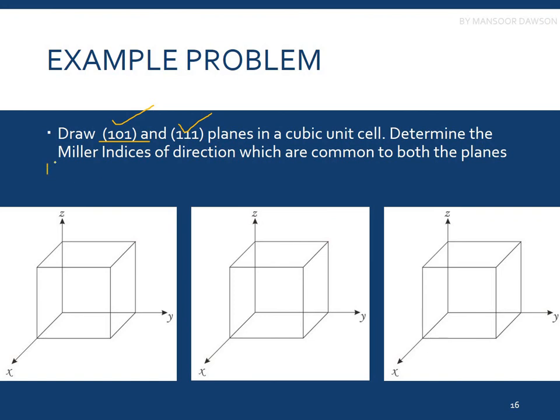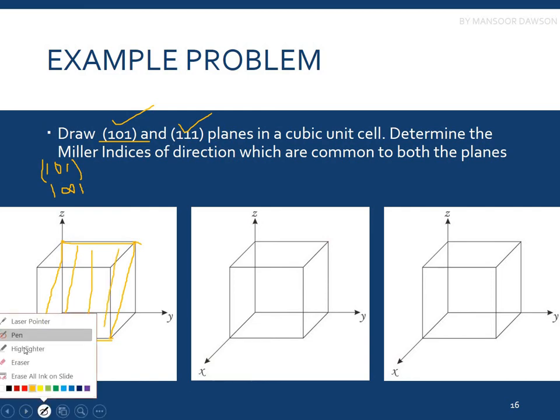So for 101 I'll take it as 1, infinity, and 1. You see that x is 1, z is 1, and y is infinity. So this is the parallel there, one line over here, another over here. So this would be the 1, 0, 1 plane, and the other one is 1, 1, 1.